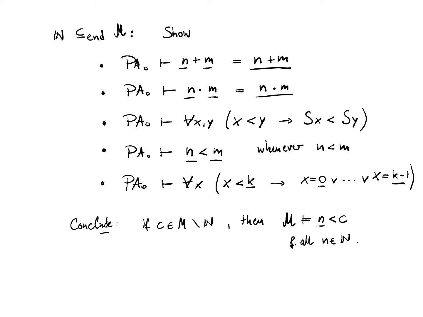First, you show that addition and multiplication define a homomorphism of the structure when restricted to the interpretations of the constant symbols. So our mapping that we're interested in, namely mapping n to the interpretation of n in M, will be a homomorphism. So how do you prove this? Well, you do it by induction.